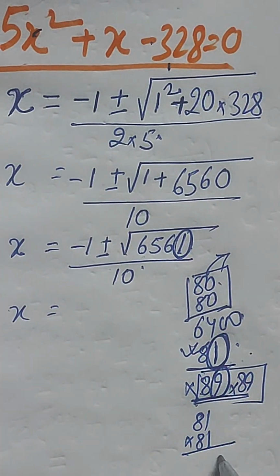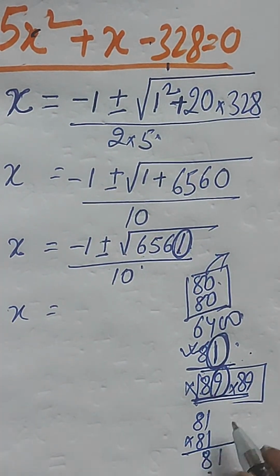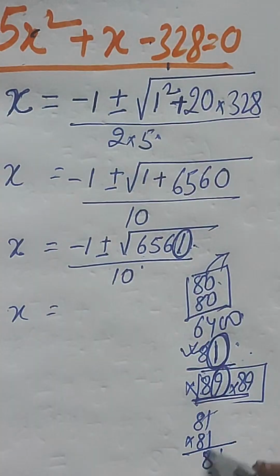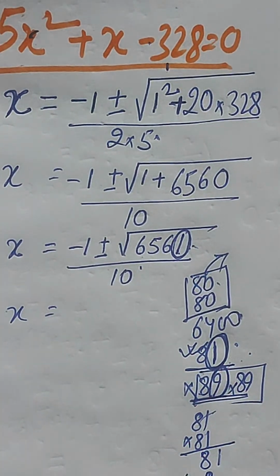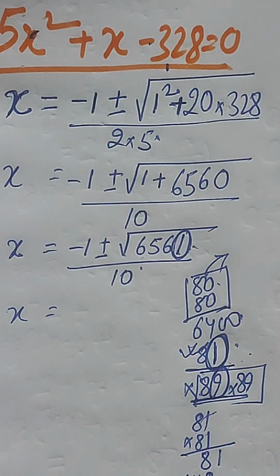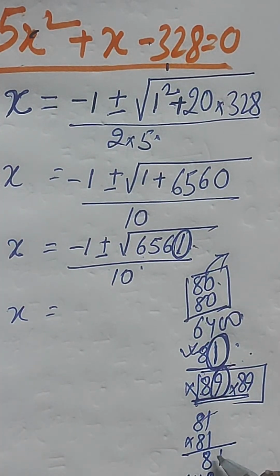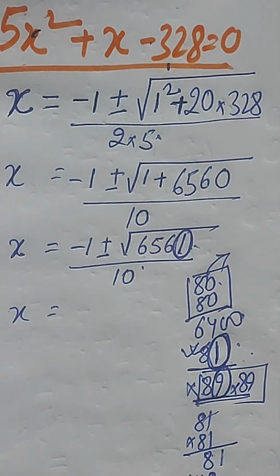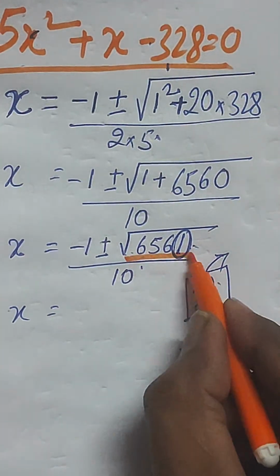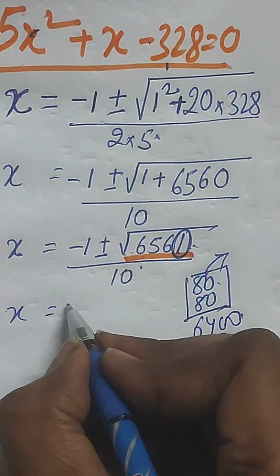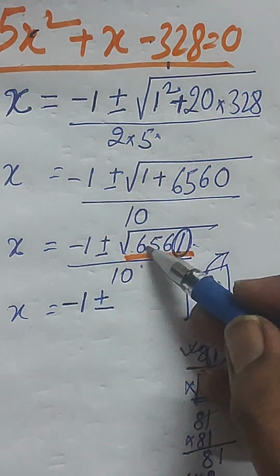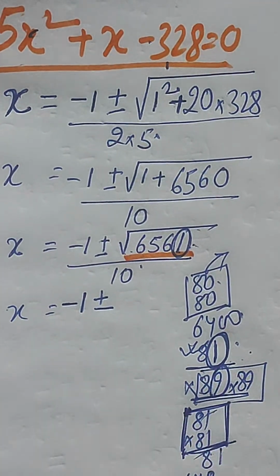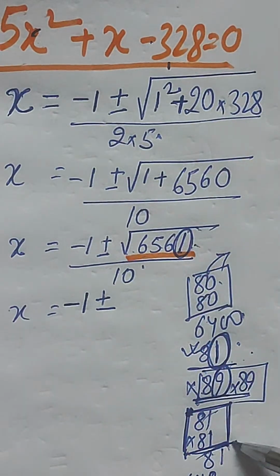So 81 into 81: 1 into 1 is 1, 8 into 1 is 8. I'm just checking, we can just derive the square root also, but just to speed up we are doing the steps like this. 8 1 8 8 is 64, so 1 4 5, 16, 6561, yes. So 81 into 81 is 6561, which is our number inside the root. So we can write it as minus 1 plus minus root over of 6561, which is the square root of 81, right?